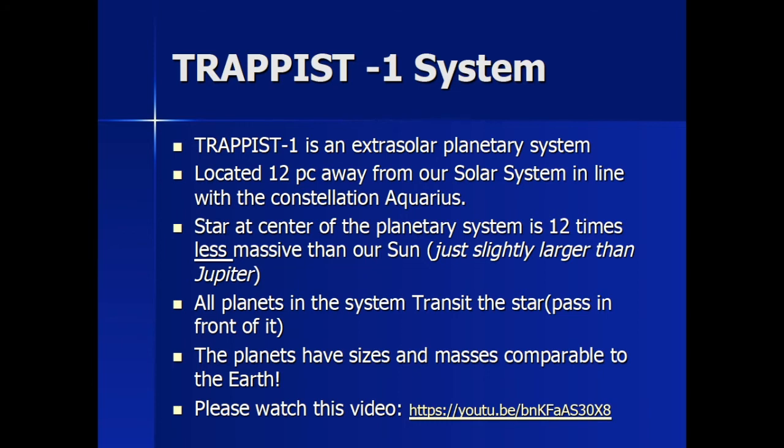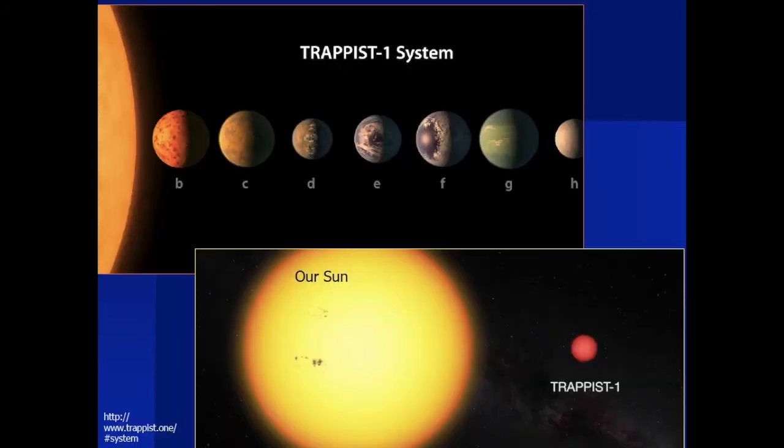But what's neat is that all of the planets in this system transit the star, so that it passes in front of the star. So we were able to detect this system using the transit method. And what's even neater is that the planets have sizes and masses comparable to Earth, which is what really got scientists excited. So here's an artist rendition of all of these planets within the TRAPPIST-1 system.